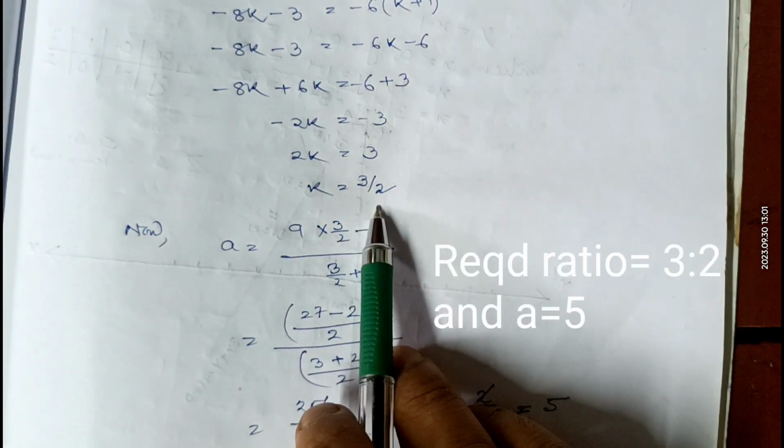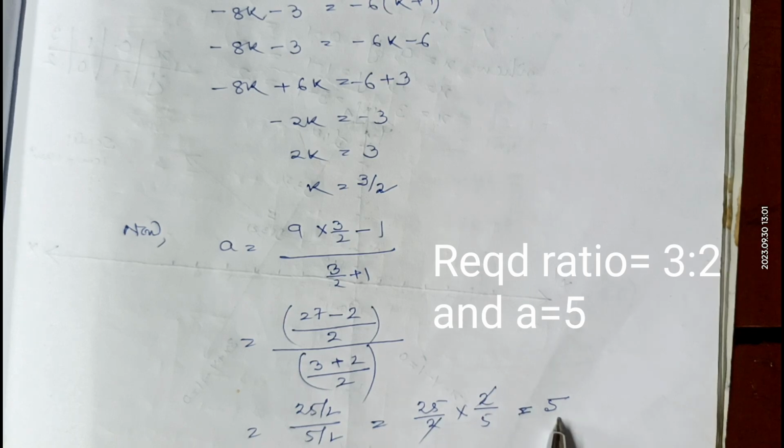Therefore required ratio is 3:2 and value of a is 5.